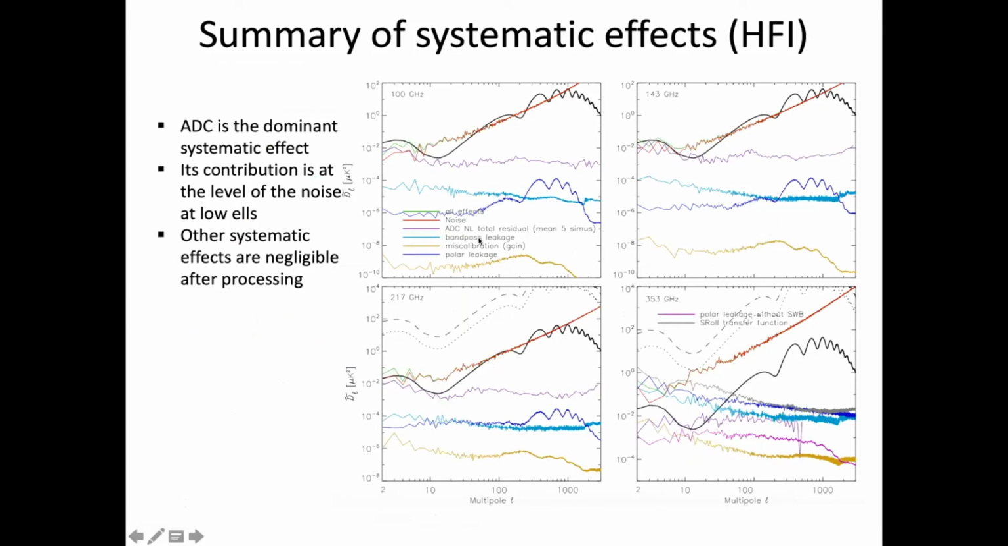This is just a summary of systematic effects after correction in HFI. This is an evaluation of the amplitude of different systematics. And we are left with remaining ADC residuals, but at the level of the noise, basically, you can see in here. So we managed to clean the data after different iterations to the level of the fundamental noise. This fundamental noise, as you can see, is not a straight line in here, and this is due to the unexpected 1/f component that I mentioned before.